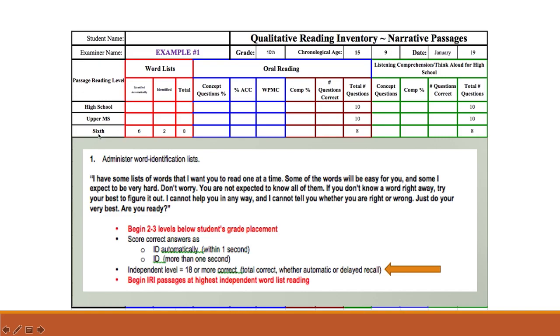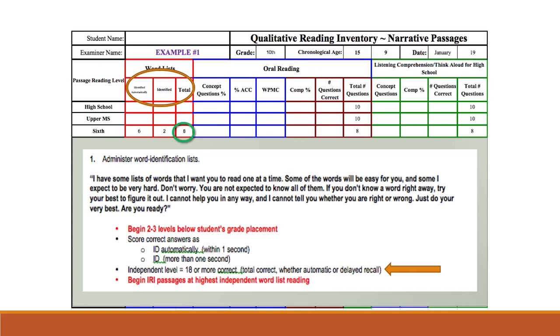So this examiner started at the 6th grade level, and you'll notice this is where you put whether they knew it automatically or they knew it but took longer. The total is all that counts. The student only got 8 out of 20 correct.